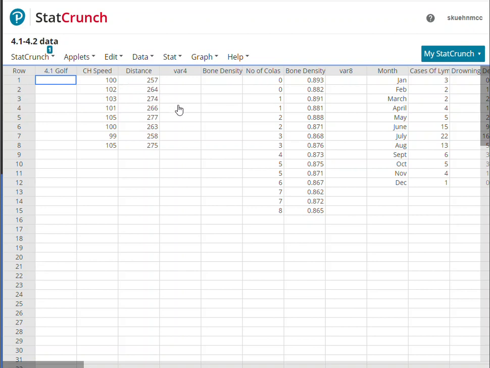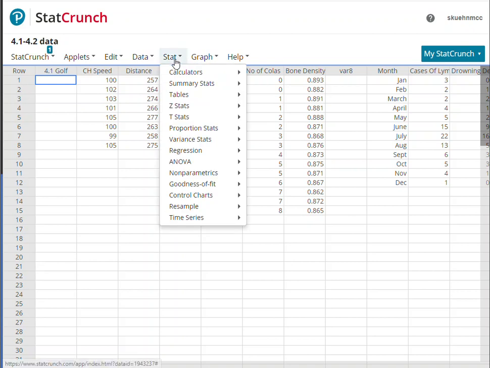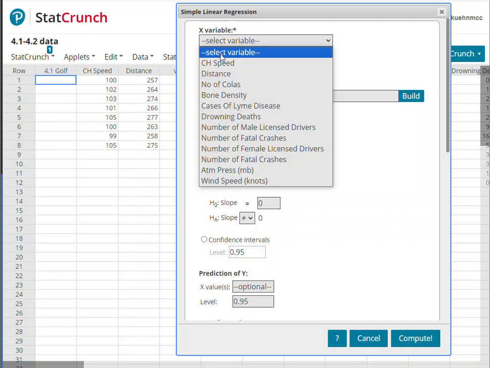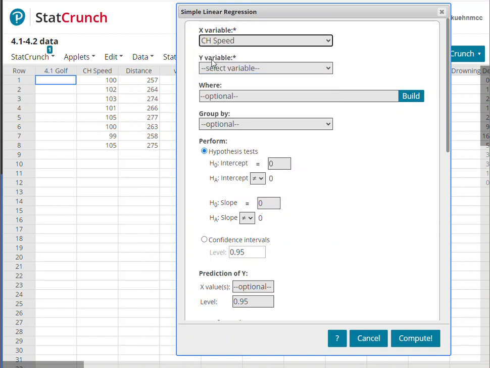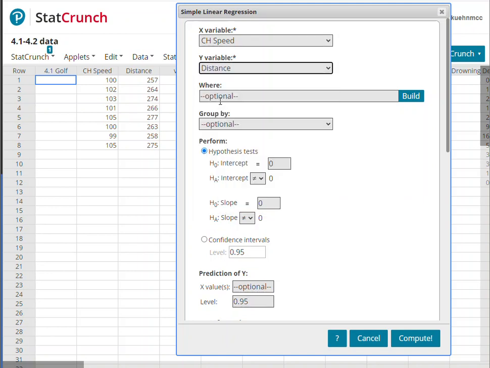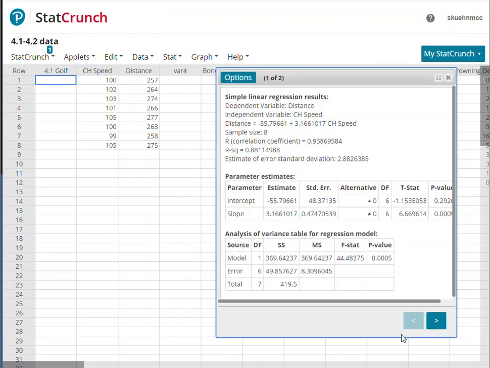So in order to find not only the scatter plot, but also the linear correlation coefficient, we're going to go to a place. I usually go to some place different than what the textbook describes. So I'll go to stat, regression, simple linear. And we discussed that the explanatory variable, or the x variable, is going to be the club head speed. The y variable, or response variable, will be the distance the ball travels. There's nothing else in here that I need to really worry with, so I'm going to hit compute.